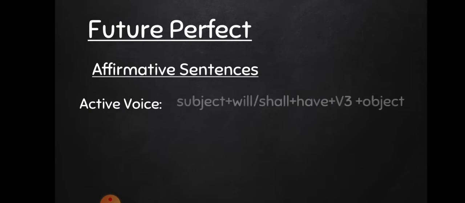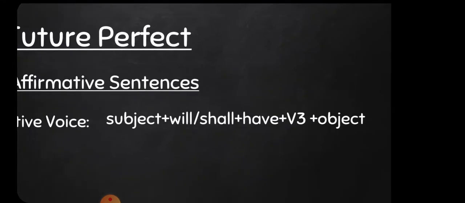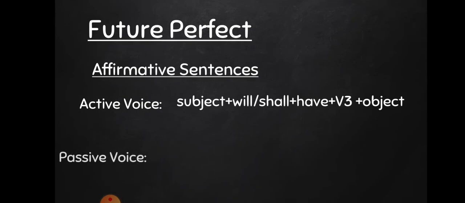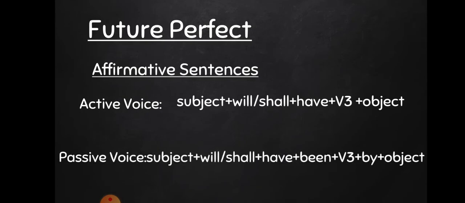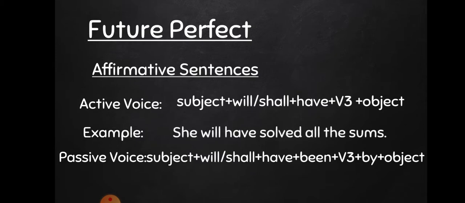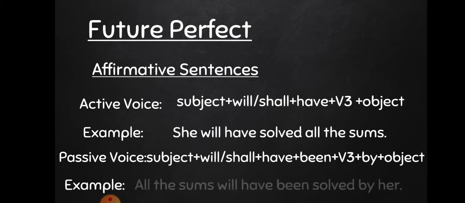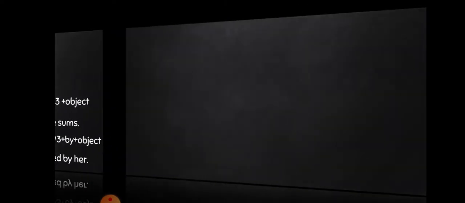Affirmative sentences, active voice: subject plus will or shall plus have plus V3 plus object. The passive will be subject plus will or shall plus have been plus V3 plus by plus object. Let's take an example. She will have solved all the sums. The passive will be all the sums will have been solved by her.